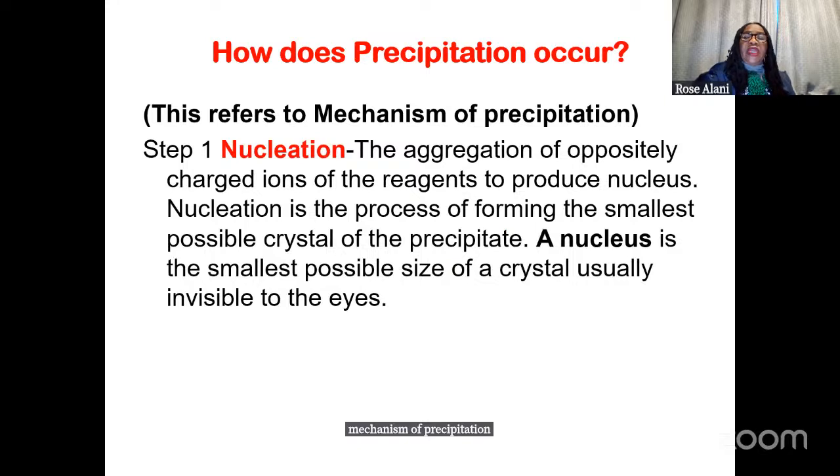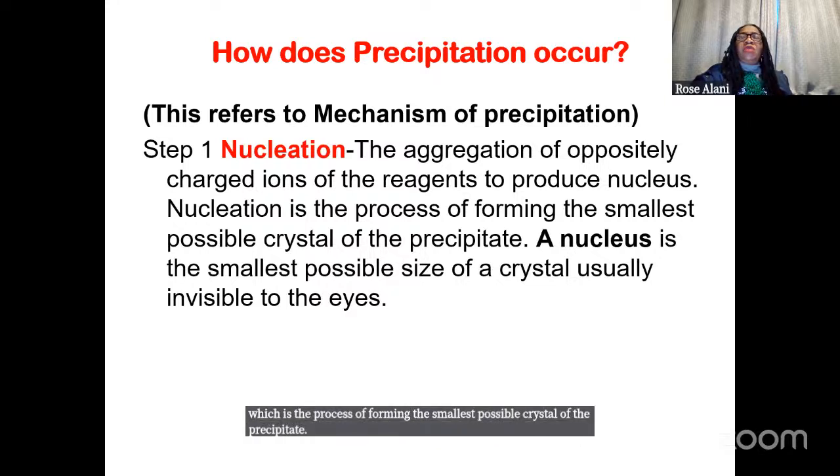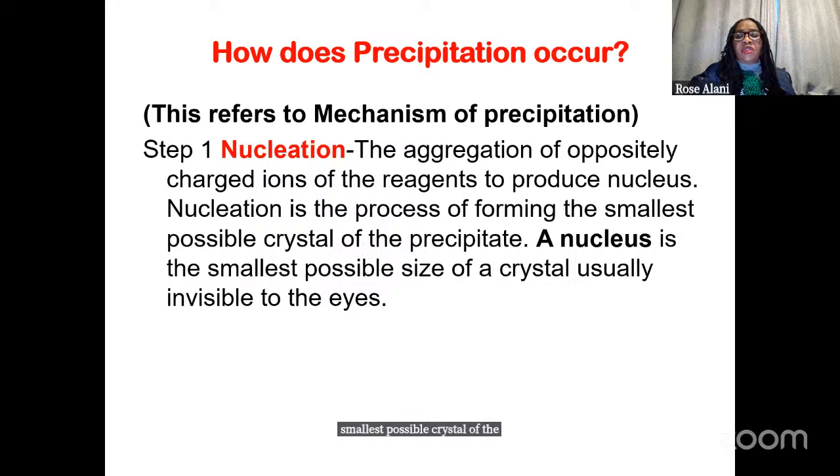Step 1 is nucleation, like what I just showed you in the picture of those babies. So the aggregation of oppositely charged ions of the reagent to produce a nucleus. That is the beginning of it. That is nucleation, which is the process of forming the smallest possible crystal of the precipitate. The smallest possible crystal of the precipitate is formed at the nucleation stage. So a nucleus is the smallest possible size of a crystal, usually invisible to the eye.